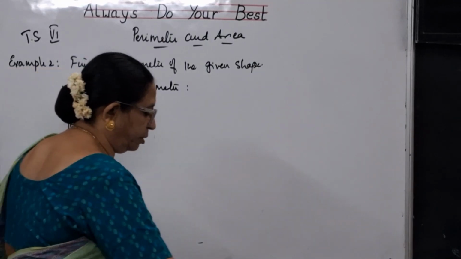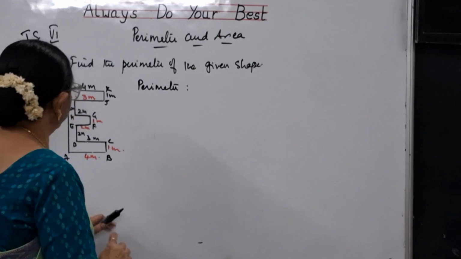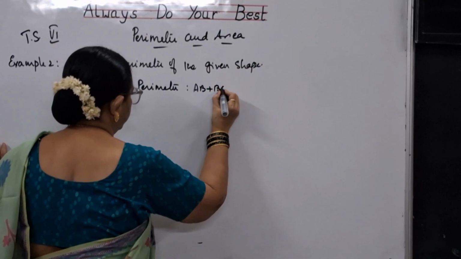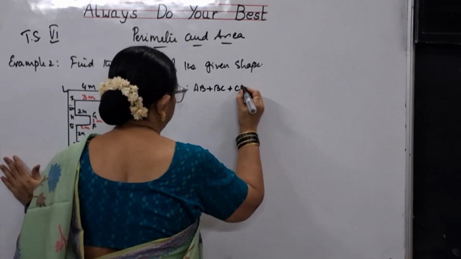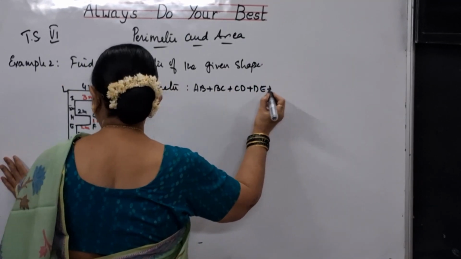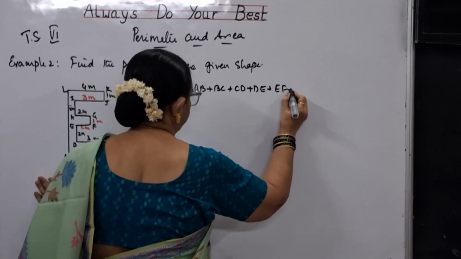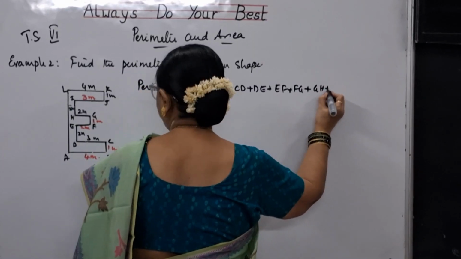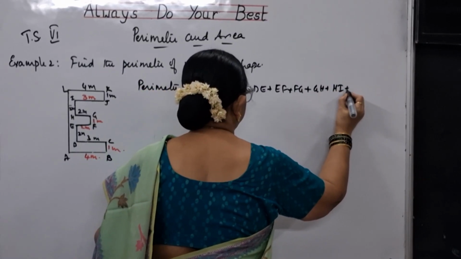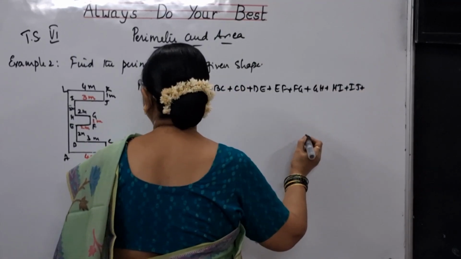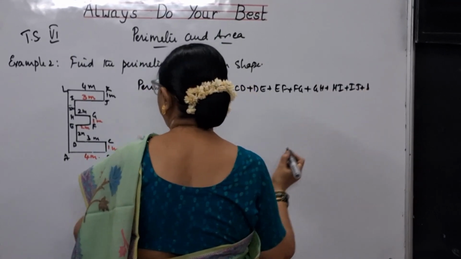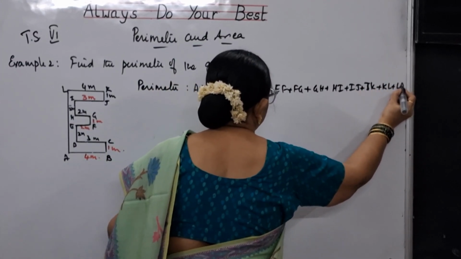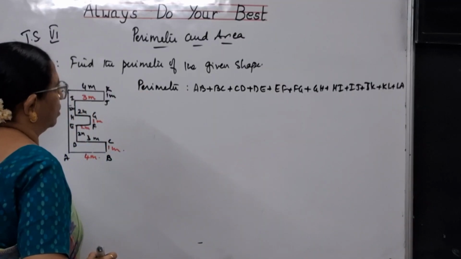Okay. So now perimeter, if you want to find out, how are you going to find out a perimeter? Perimeter is AB plus BC plus CD plus DE plus EF plus FG plus GH plus HI plus IJ plus JK plus KL plus LA. These are all the measures.